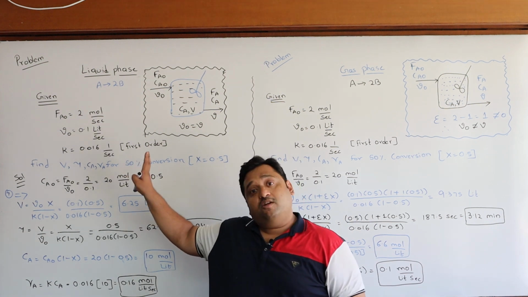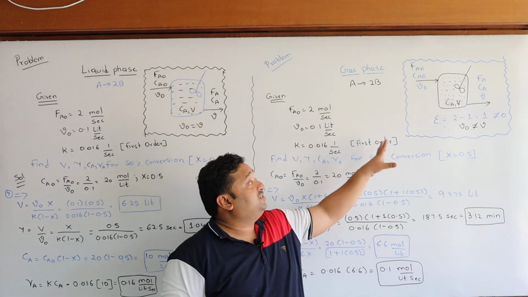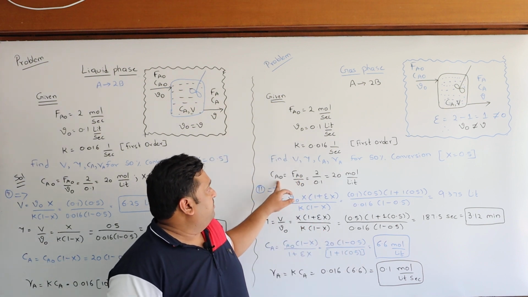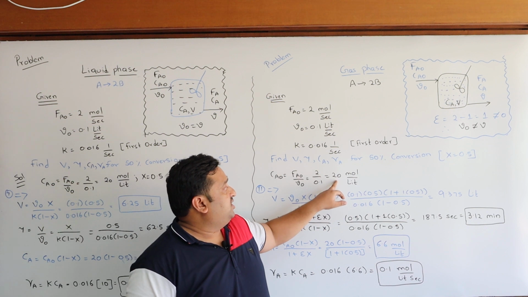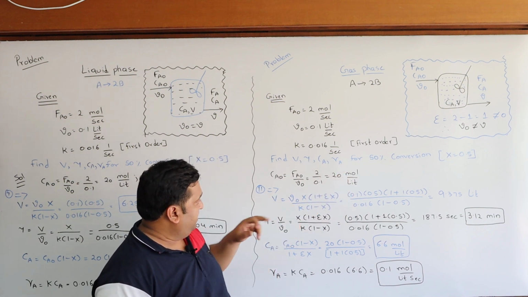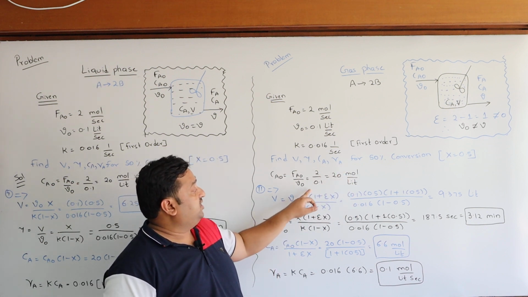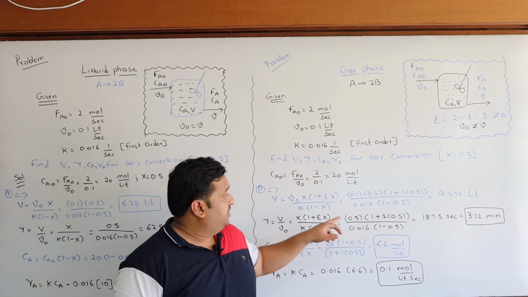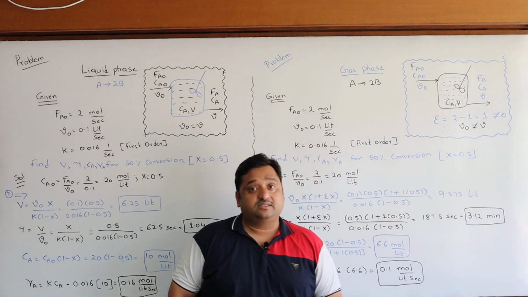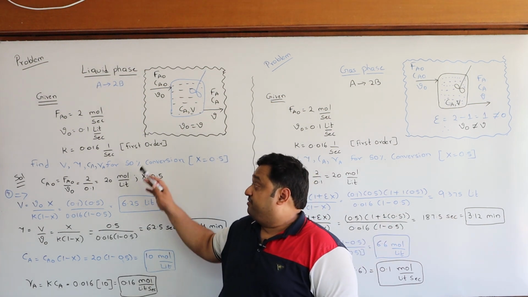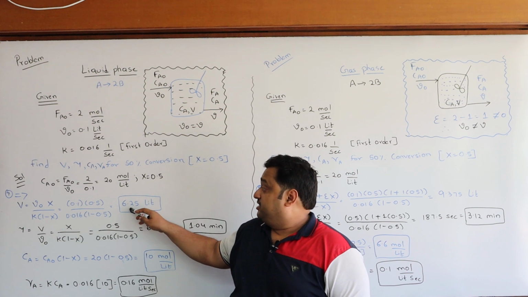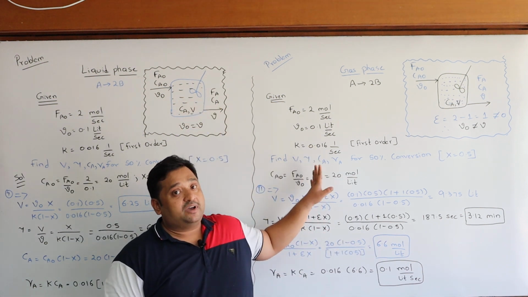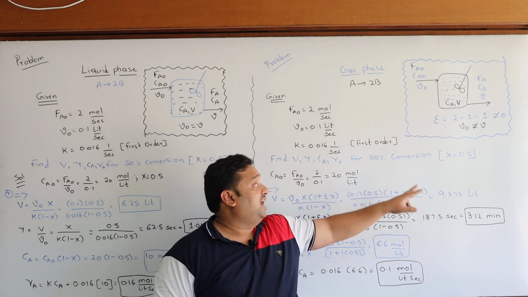Here also it is for 50% conversion, and the same Ca0 equals Fa0 by V0, with initial concentration equal to 20 mole per liter. Volume equals V0 times X times (1 plus epsilon X) divided by K times (1 minus X). Now my volume is 9.37 liters. For the liquid phase, 6.25 liter reactor is enough for 50% conversion. For the same conversion in the gas phase reaction, I need more volume.